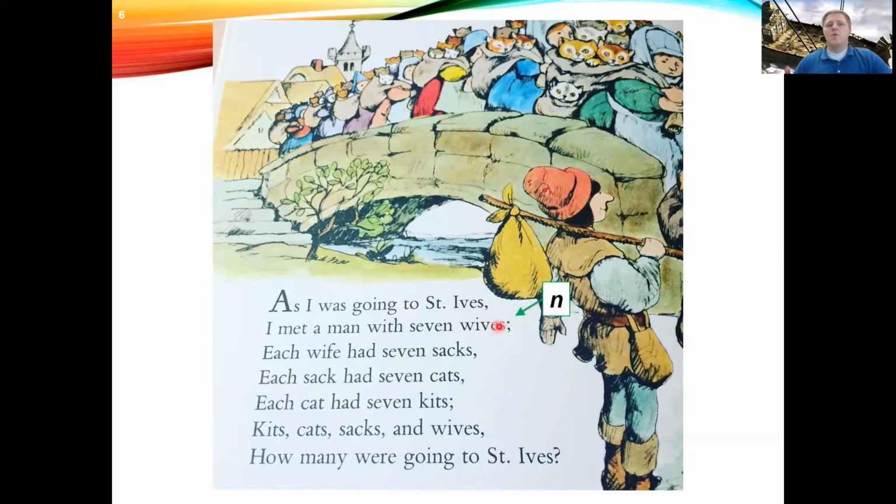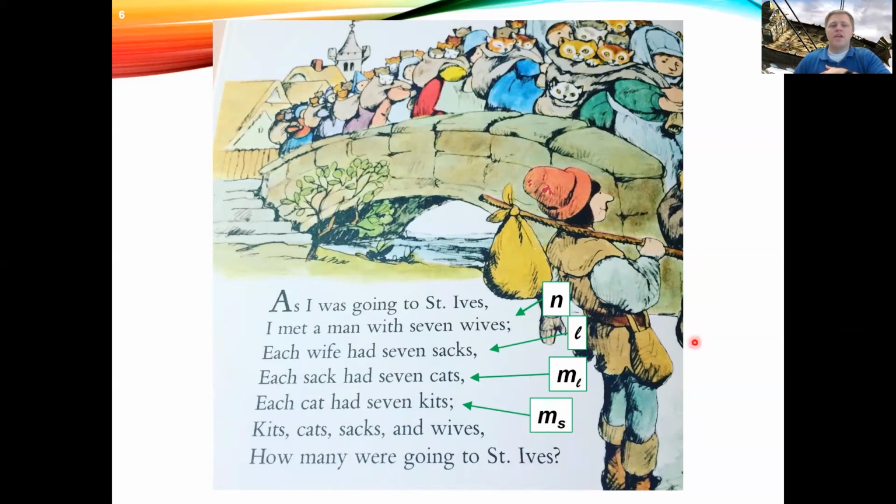The reason I like to point this out here is because if we think of N as the number of wives, well, each wife had 7 sacks. And so we can think of the sacks as L, and each sack had 7 cats, which is M sub L, and each cat had 7 kits, which we can think of as M sub S, right? So I'm pointing this out so that we get this idea of stacking. There are different N values, and each N value has its own L values, and each L value has its own M sub L values, and each M sub L value has its 2 M sub S values.